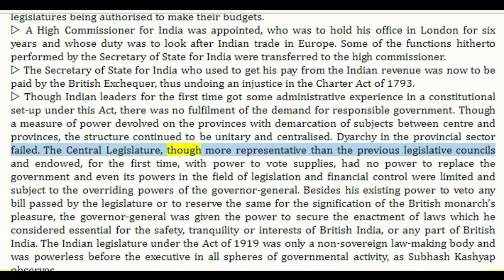The central legislature, though more representative than the previous legislative councils and endowed, for the first time, with power to vote supplies, had no power to replace the government, and even its powers in the field of legislation and financial control were limited and subject to the overriding powers of the Governor-General. Besides his existing power to veto any bill passed by the legislature or to reserve the same for the signification of the British monarch's pleasure, the Governor-General was given the power to secure the enactment of laws which he considered essential for the safety, tranquility or interests of British India, or any part of British India. The Indian legislature under the Act of 1919 was only a non-sovereign lawmaking body and was powerless before the executive in all spheres of governmental activity, as Subhash Kashyap observes.